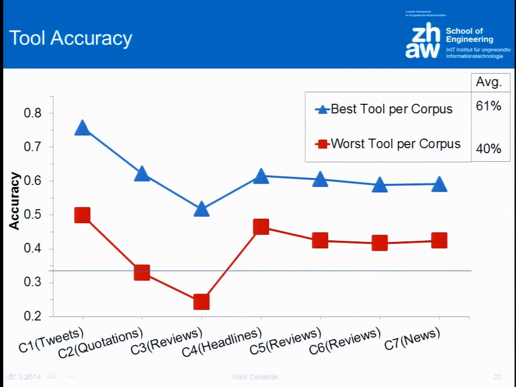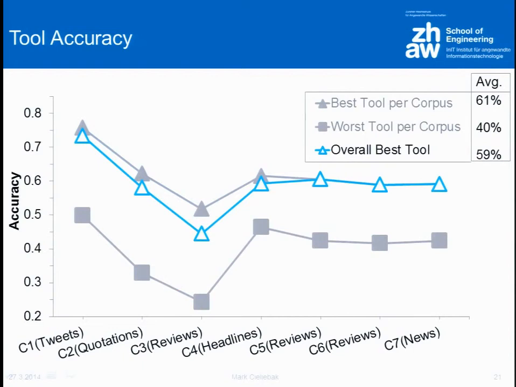Yeah, but they sell. I mean, we don't say which tool it is, so, okay. But even the best tools, well, on average, it's somewhere at 60%. And that's always the best tool per corpus. So for each corpus, it might be a different tool. And this is the overall best tool. This is an outlier here in a way, because these are tweets, and everybody thinks we need to do well on tweets, so they do a lot of tweets. But for the rest of the text, it's about 60%.